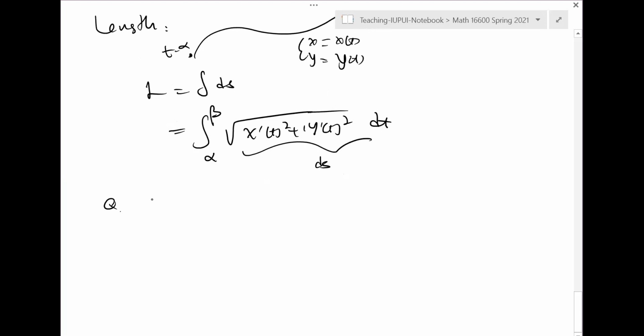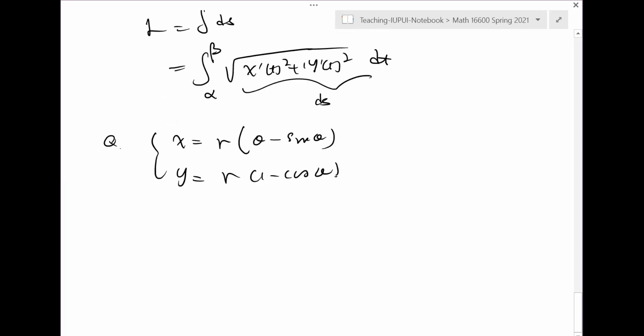Okay, so here we are given x equals r(theta minus sine theta), y equals r(1 minus cosine theta), and theta is between 0 and 2 pi. Find the exact length. You don't need to draw the graph. The graph has some geometric meaning here.